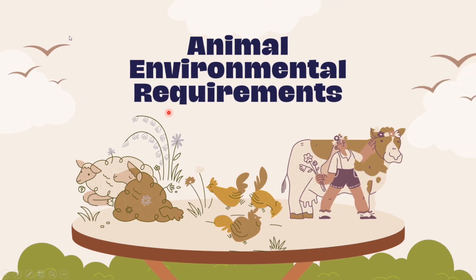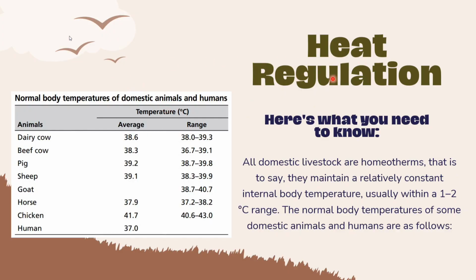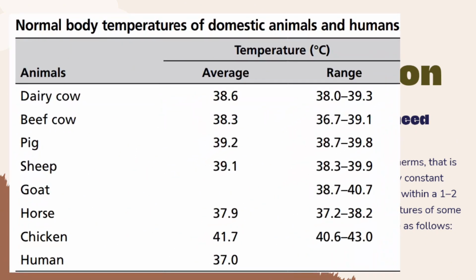Let's understand the environmental requirements of animals. Heat regulation. Here's what you need to know. All domestic livestock are homeotherms. That is to say, they maintain a relatively constant internal body temperature, usually within a 1 to 2 degrees Celsius range. The normal body temperatures of some domestic animals and humans are as follows.